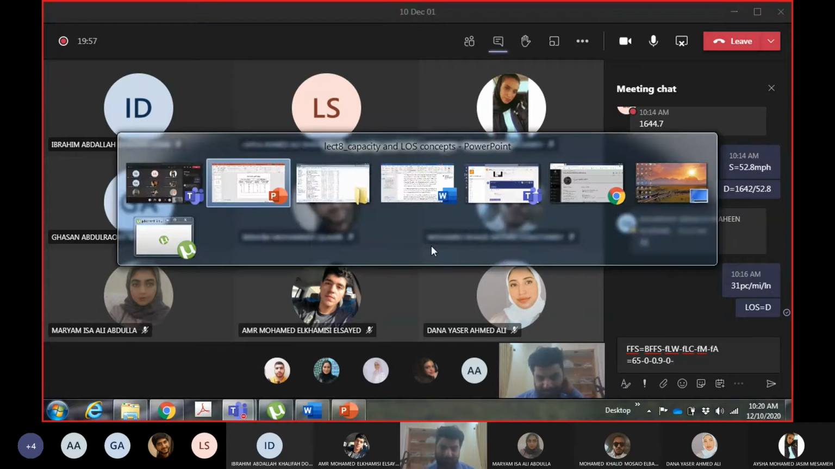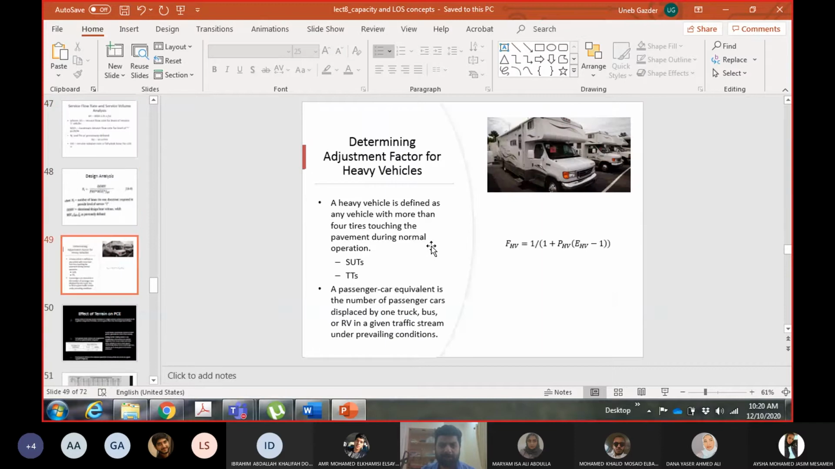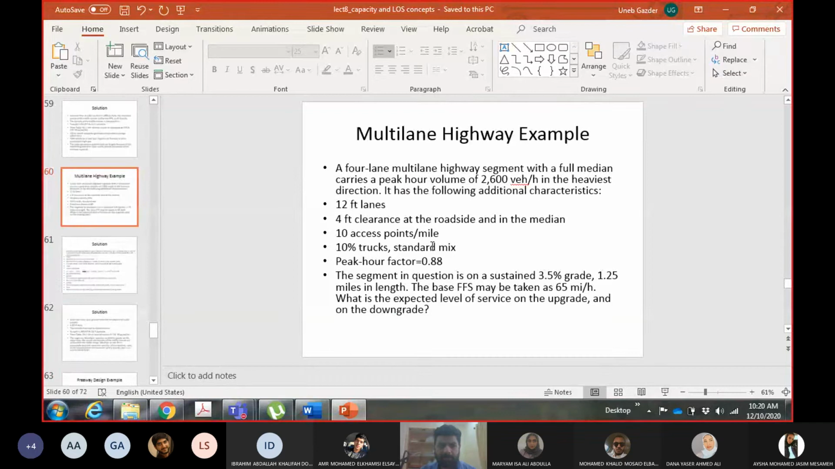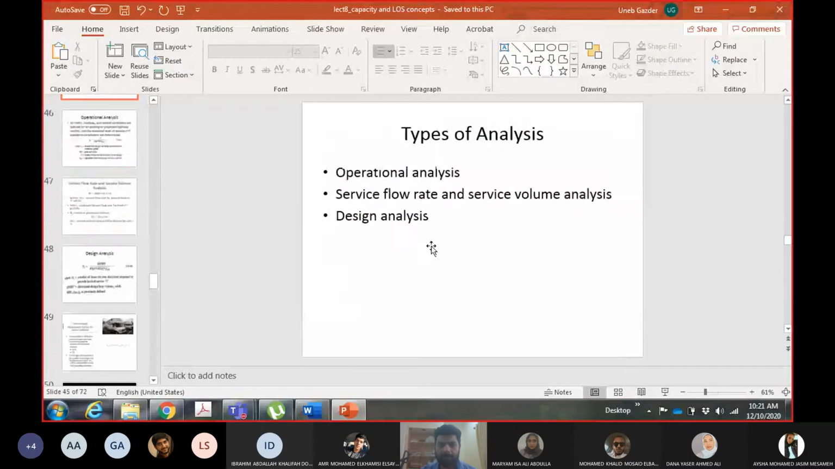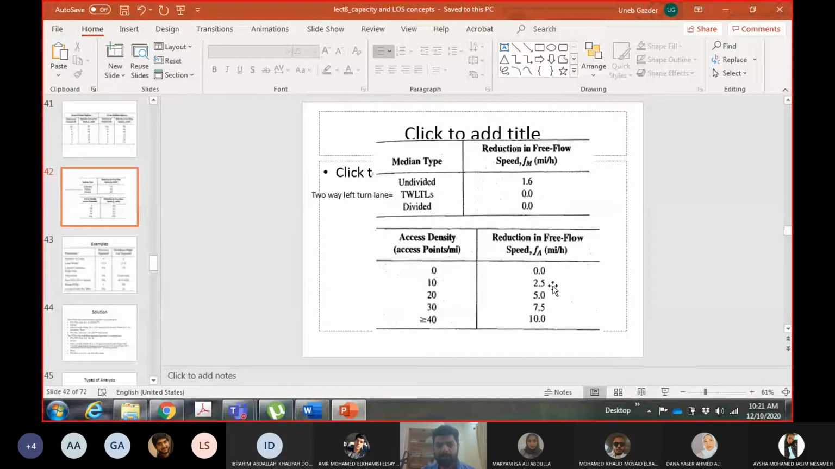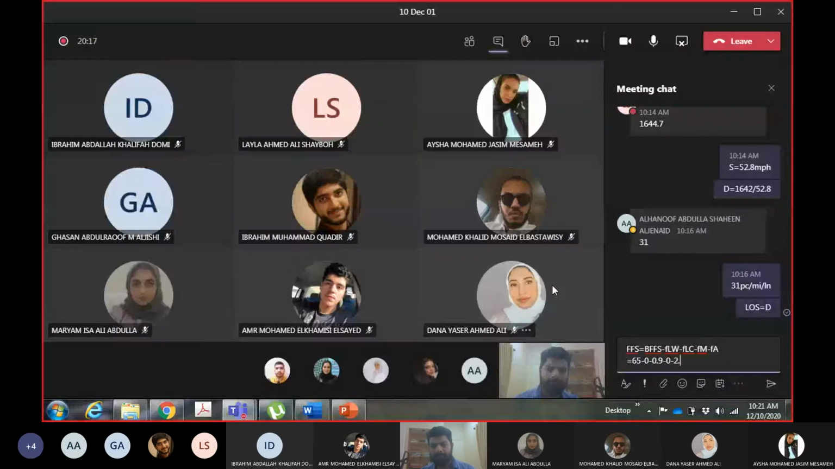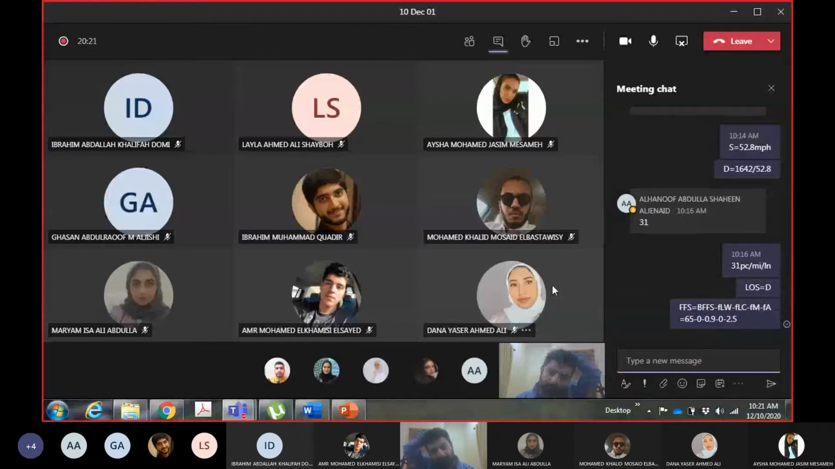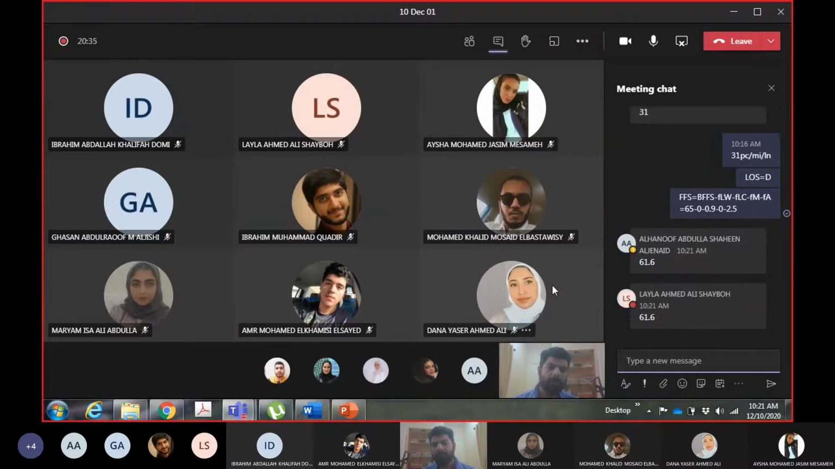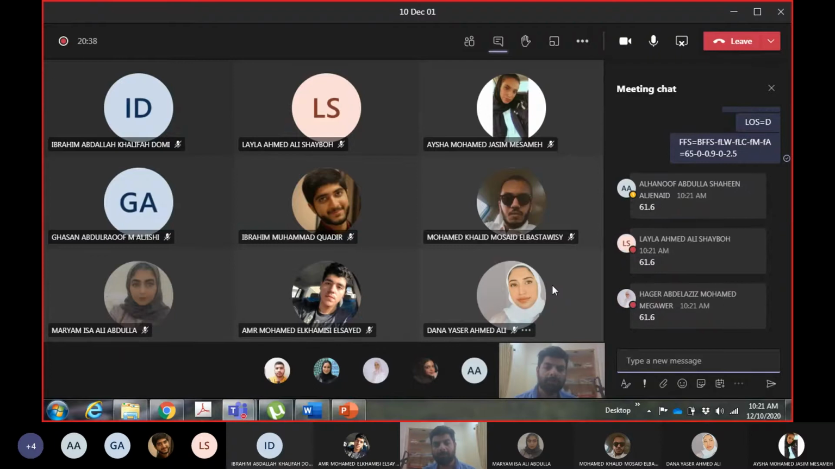Access points. How many access points were mentioned? 10 access points per mile. So for 10 access points per mile, the factor is 2.5. So how much is the free flow speed? 61.6 miles per hour. Now we will find out C, BP and VP.